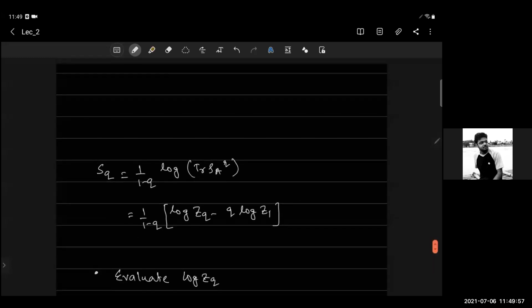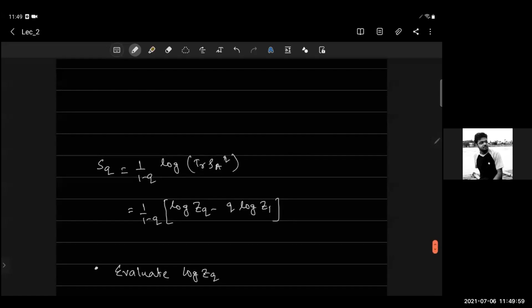You plug it back, and you end up getting an expression like this: 1 by 1 minus q, log Zq minus q log Z1. So finally, the Renyi entropy has become a function of the partition function of this q-fold cover. So the task is to compute the partition function of this q-fold cover. Correct?